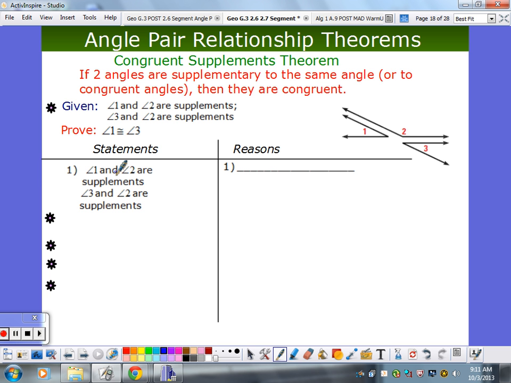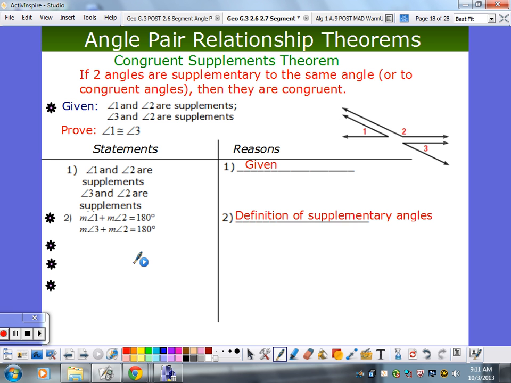So here's my givens. Okay, so I'm just mentioning that two of the angles, who's supplementary to whom. So now what am I saying? They're supplements, so the measure of angle 1 plus the measure of angle 2 is 180, and the measure of angle 3 plus the measure of angle 2 is 180. How come? Definition of supplementary angles. Absolutely. That's what it means.